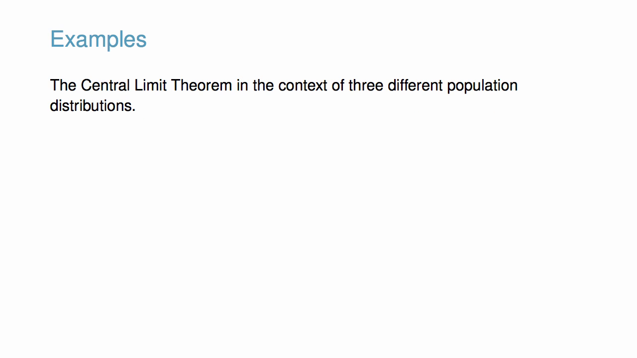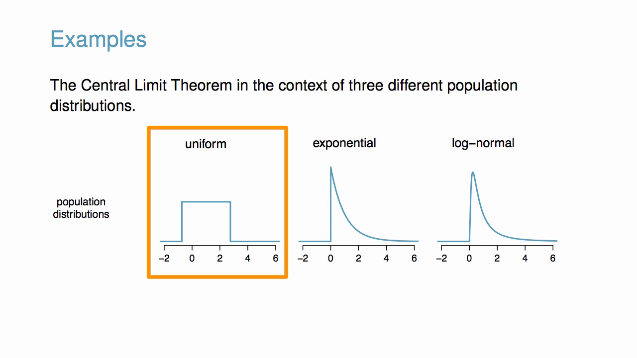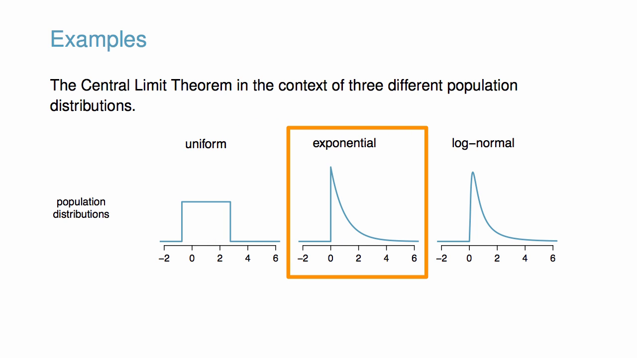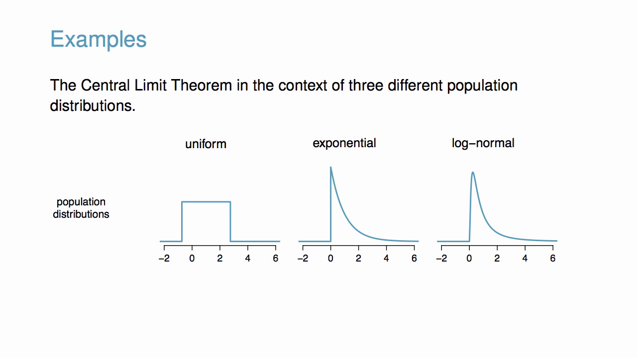Let's consider the Central Limit Theorem in the context of three different population distributions. The uniform distribution is symmetric. The exponential distribution may be considered as having moderate skew since its right tail is relatively short, with few outliers. And the log normal distribution is strongly skewed and will tend to produce more outliers. Each of the distributions shown here has a mean of 1 and a standard deviation of 1.